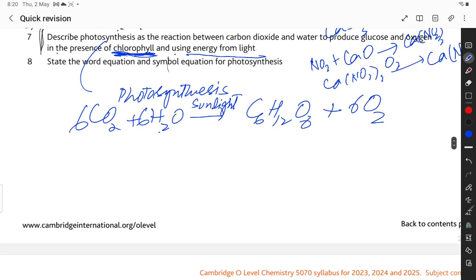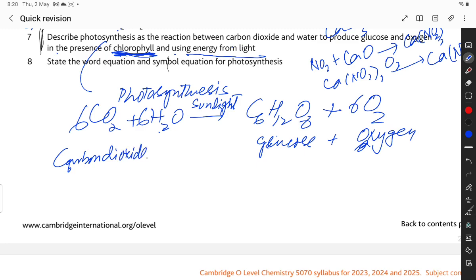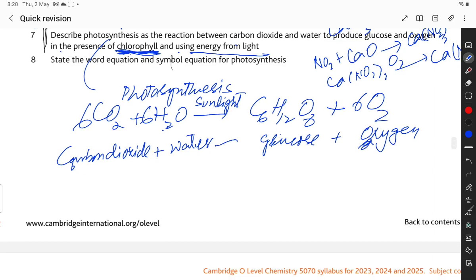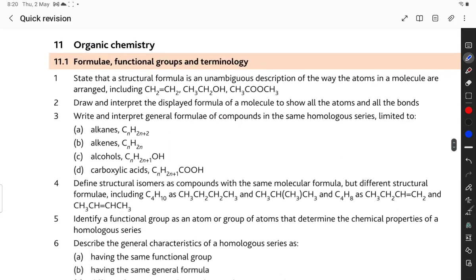State the word equation and symbol equation for photosynthesis. The word equation is carbon dioxide plus water forms glucose, this is glucose, and oxygen. This is the word equation. So this is all about the air.